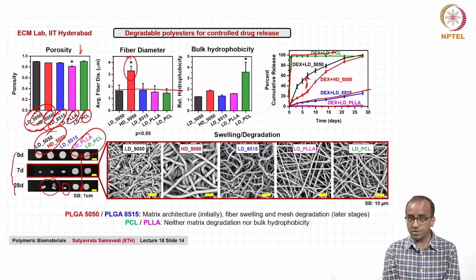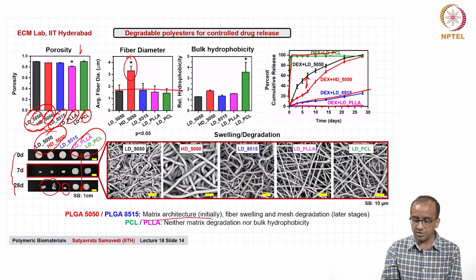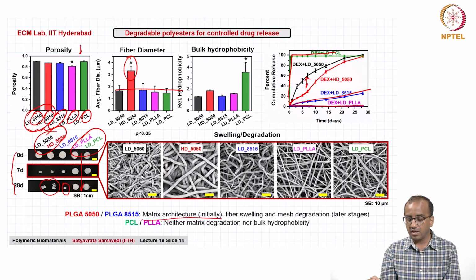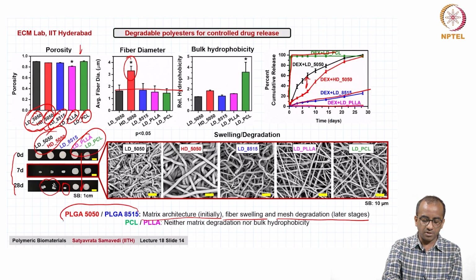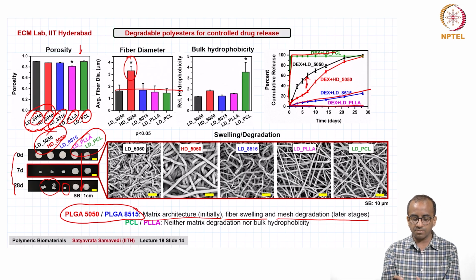So, we see differences not just in degradation rates here, we also have differences in matrix architecture initially, which is the fiber diameter. Then we have fiber swelling occurring due to uptake of PBS and mesh degradation in the later stages, all of which can help to a reasonable extent explain the release from the PLGAs.